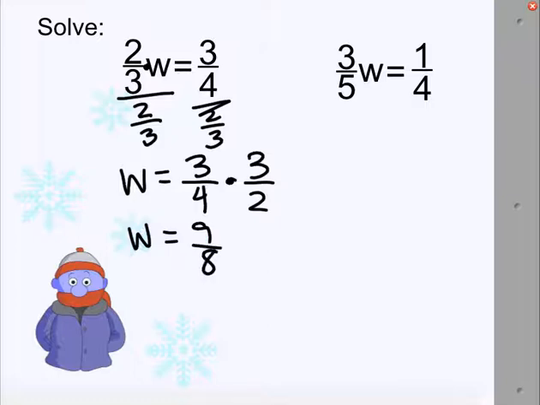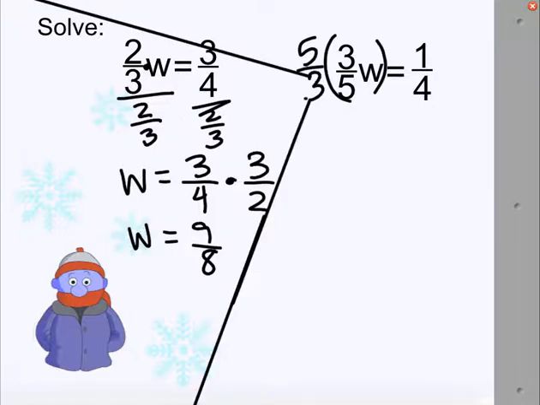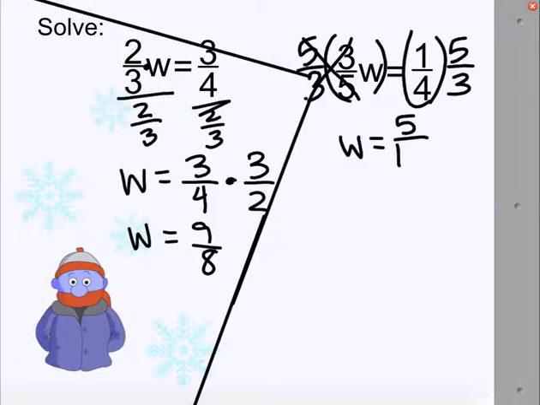Another way that you could do this is to say, well, I want 1w when I'm done with this. And the only way to do that is by multiplying by the reciprocal. You can see how these are very similar and get to the correct answer either way, which means that I get w equals, well, these cancel, and on the other side I get 5/12.